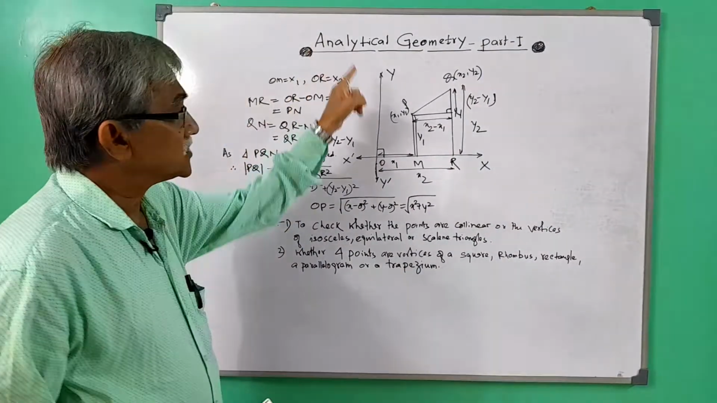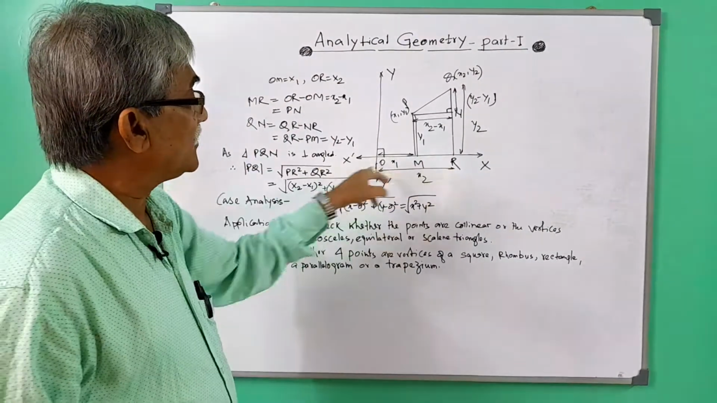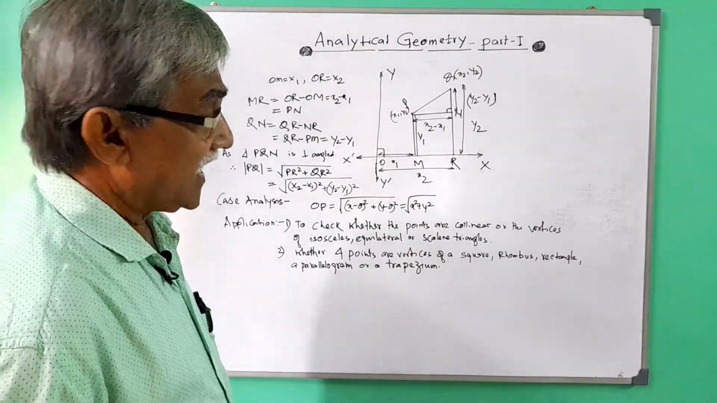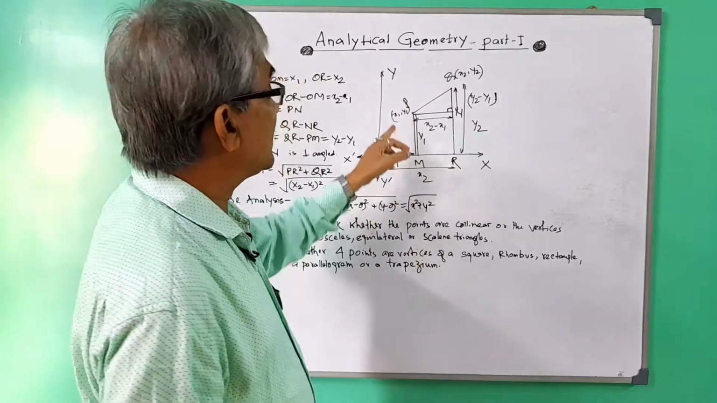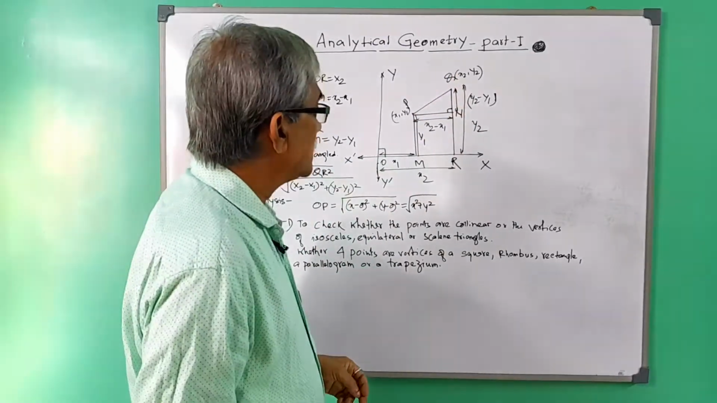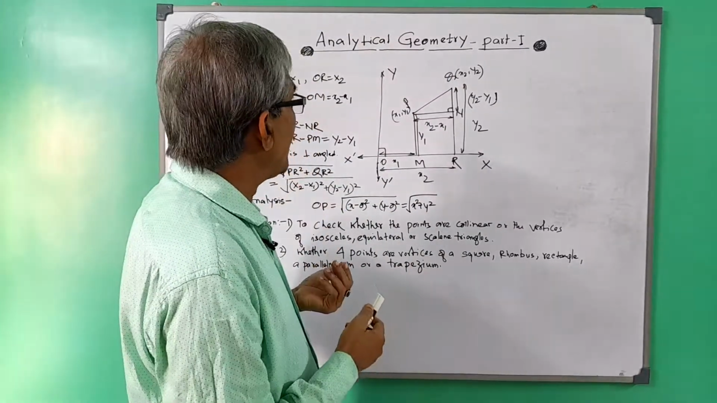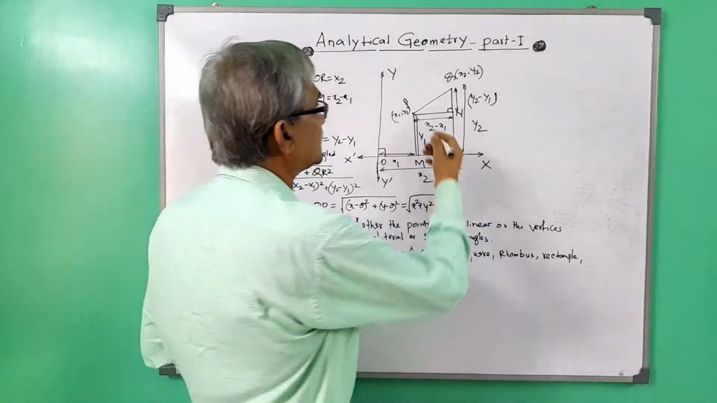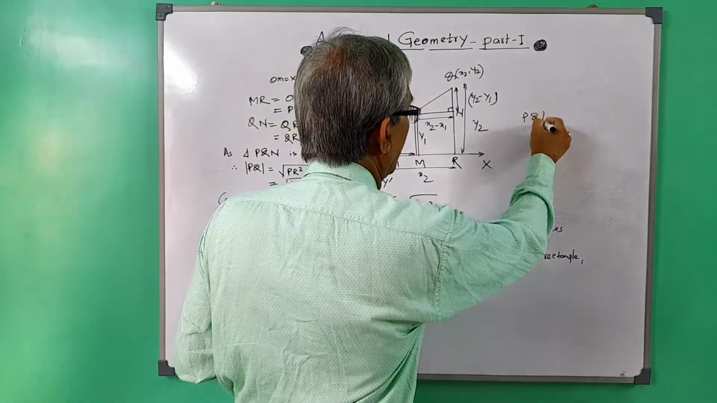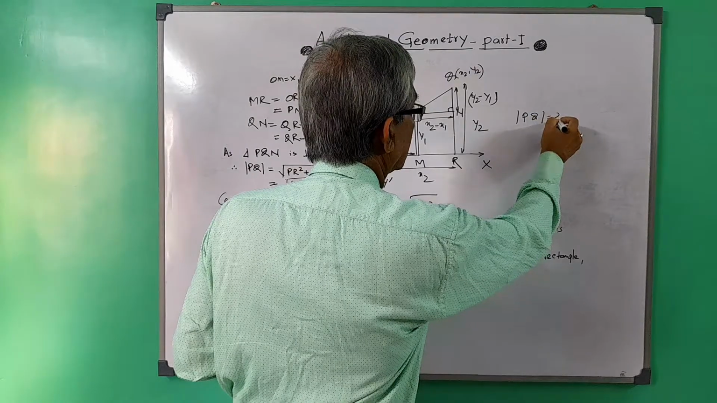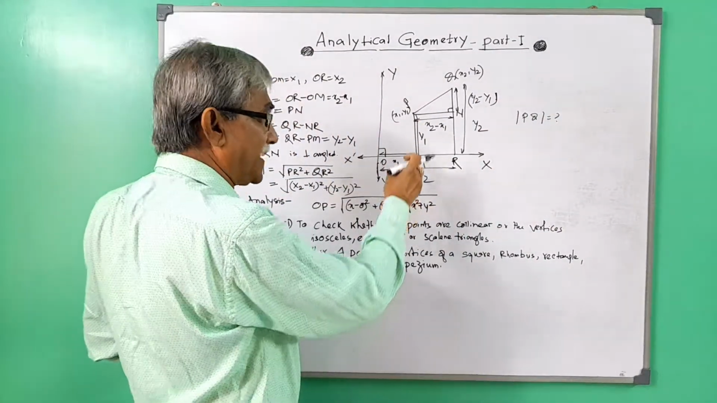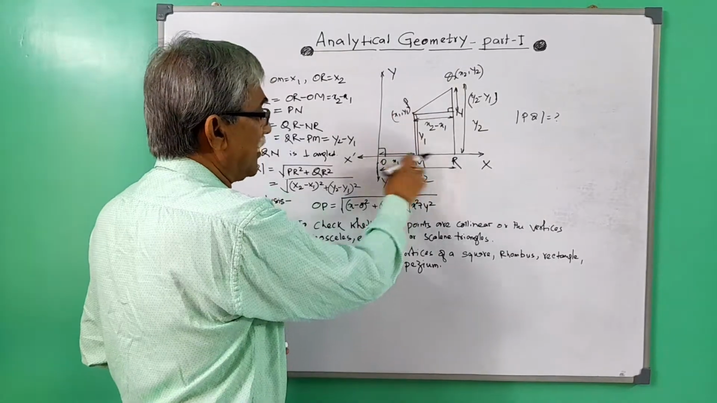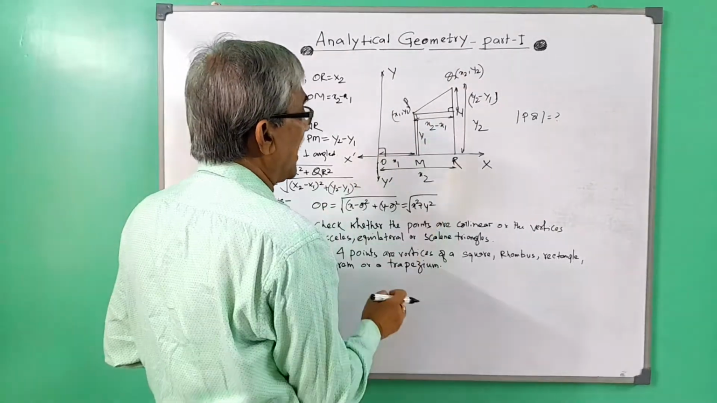Now, let us take this coordinate axis XOX' and YOY', and let us position two points, P and Q, whose coordinates are (x1, y1) and (x2, y2). And what do we want to find out? We want to find out the distance between P and Q, that is PQ. This is our problem.